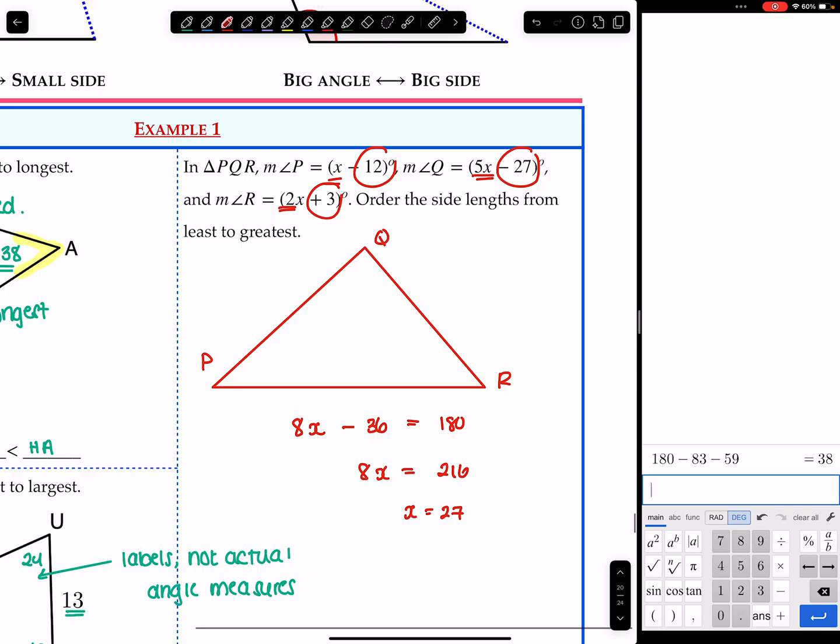When we plug this back in, this is 15 degrees. 4 times 27 is 108. And then 54 plus 3 is 57. So our angles are 15, 108, 57. And we will be done, except it says order the sides from least to greatest. So 15 here, 57 here, 108 there. Ooh.